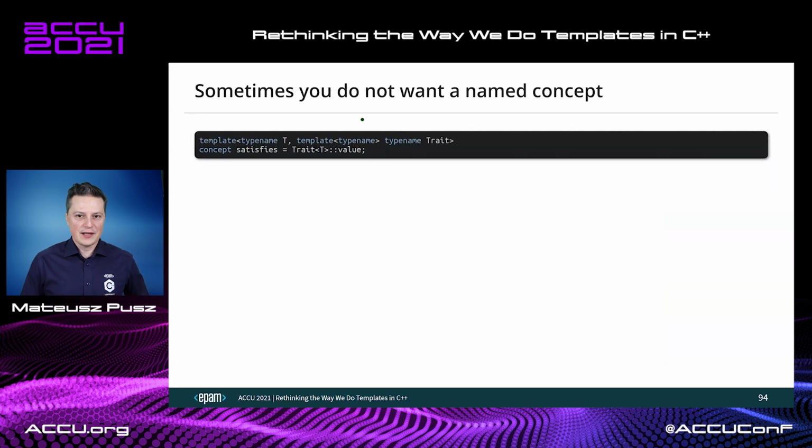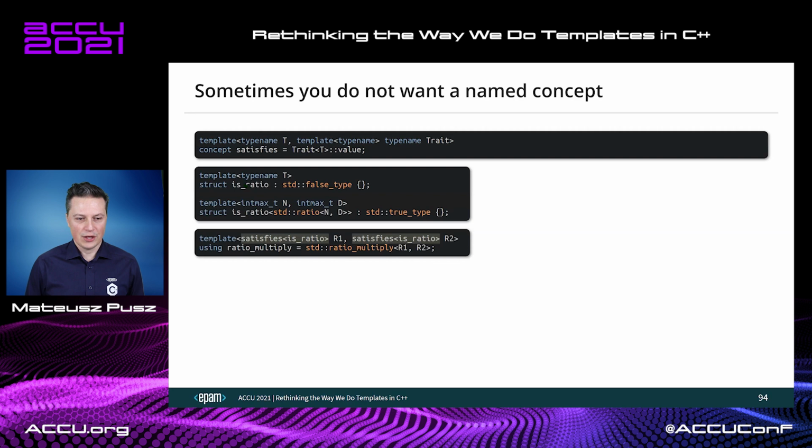As I said before, sometimes I don't want to have named concepts for every type. I don't want to have information like any vector, any string, any ratio for any type in the library. It doesn't make sense, right? It would be enough to have one concept saying satisfies. Let me provide a type trait. I create an is_ratio type trait, and I can say satisfies is_ratio for ratio multiply. And again, it is fine, assuming that my type trait is provided as a class template.